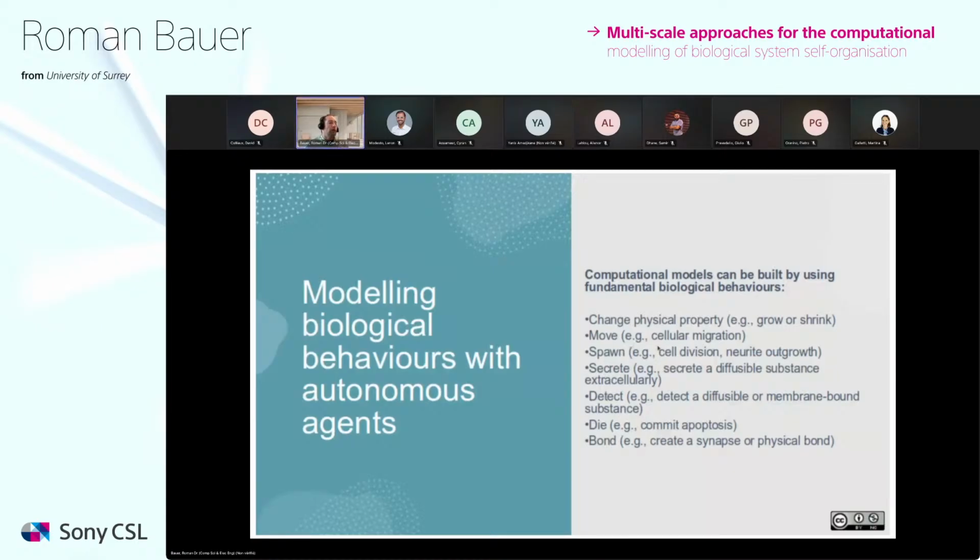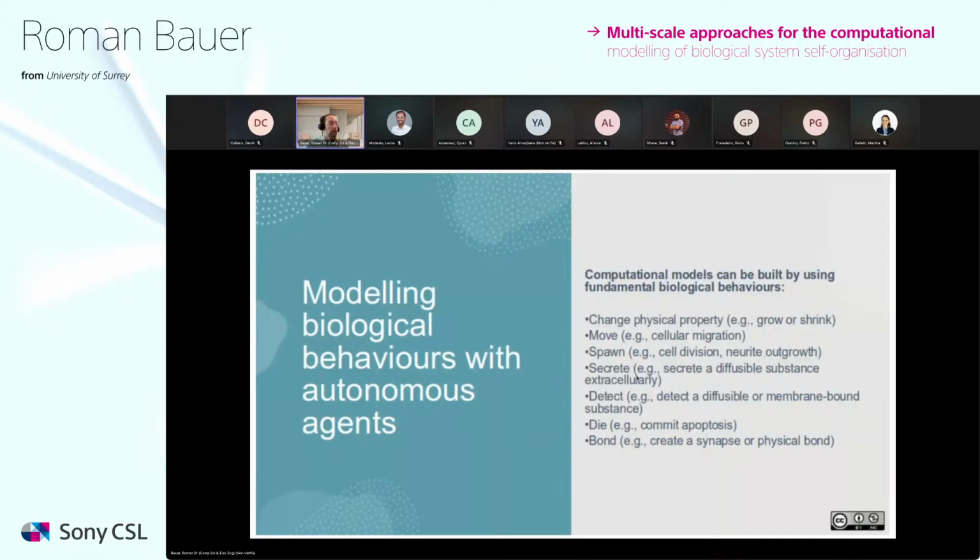Then we have spawn, which is a generic term to refer to cells proliferating. A cell can divide and give rise to 2 cells, or we can also mean by that a neurite grows out of a cell body. So if you have a neuron, for example, and we have a cell body, then you can see the extension of a neurite from that cell body as a spawning event. So it's like the birth of a new type of agent.